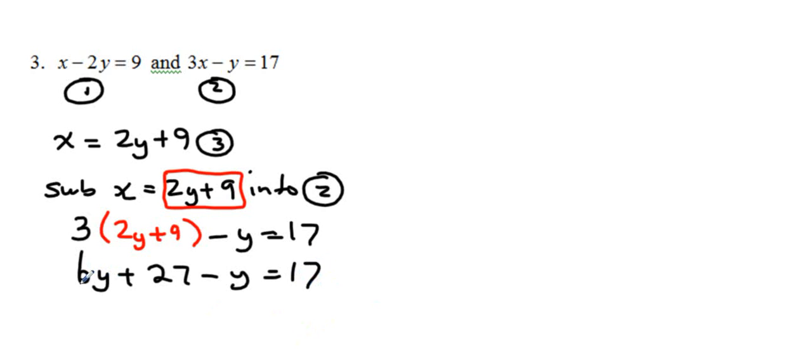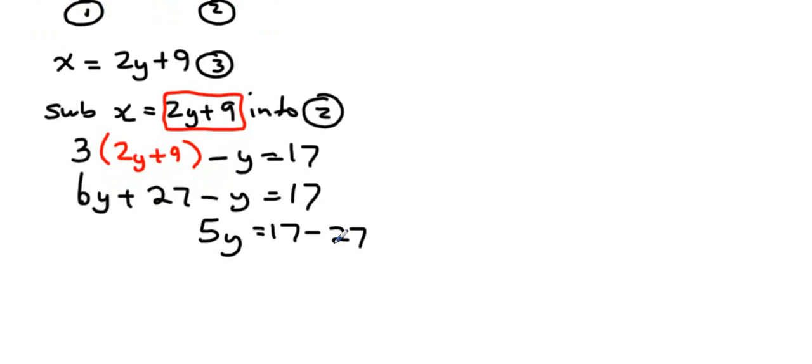Well, can we clean this up? 6y minus y, that's 5y. And then the 27 can get moved to the other side. It becomes minus 27. 5y then is equal to minus 10. And then, of course, dividing through both sides by 5 gives me y equals negative 2.